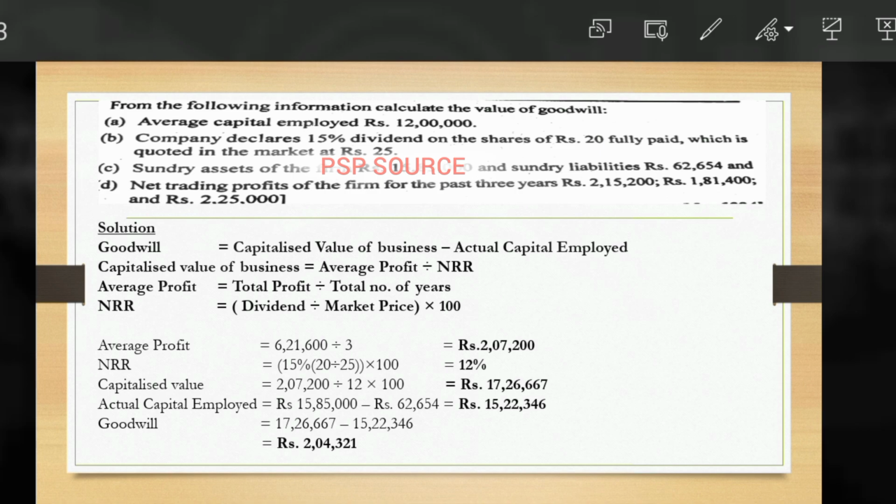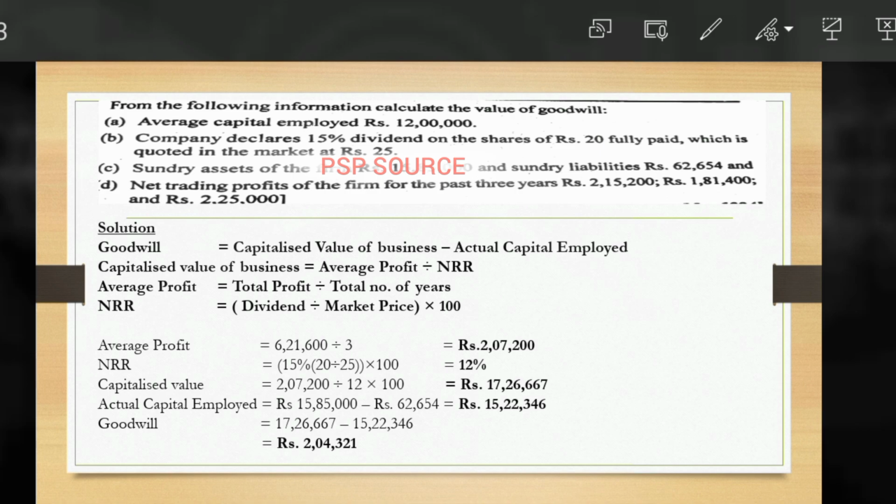Next, we need to calculate the normal rate of return. The formula for the normal rate of return is dividend divided by market price, into 100. Here the dividend is 15% and the market price given is rupees 25. So 15 into 20 by 25, we get 12% as the normal rate of return.